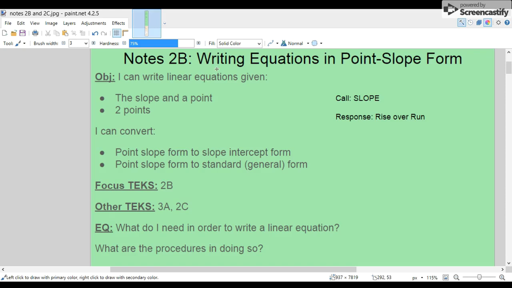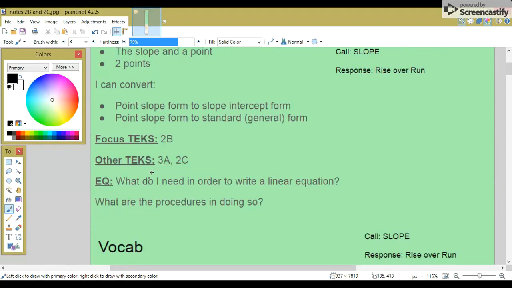Notes 2b. Writing equations in point-slope form. Objective. I can write linear equations given the slope and a point, or 2 points. I can convert point-slope form to slope-intercept form, and point-slope form to standard, general form. Focus TEKS 2b. Other TEKS 3a and 2c.